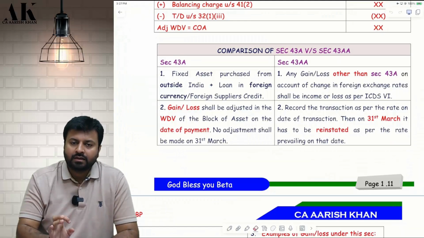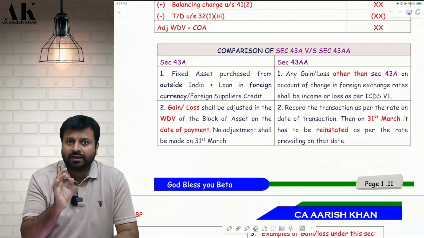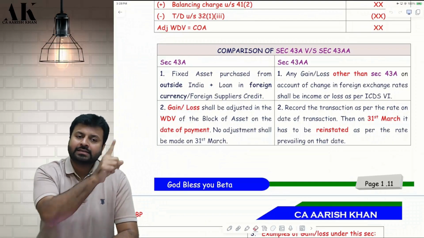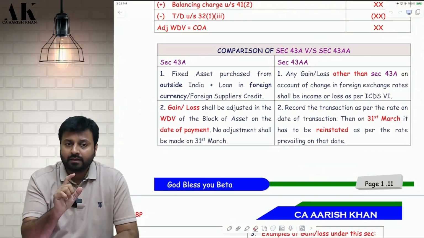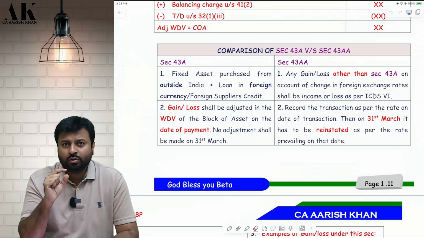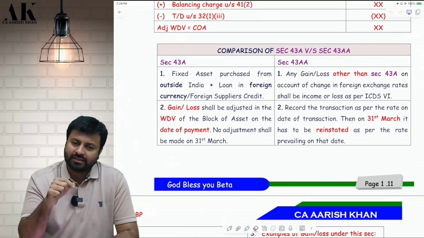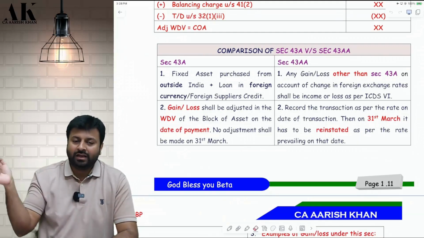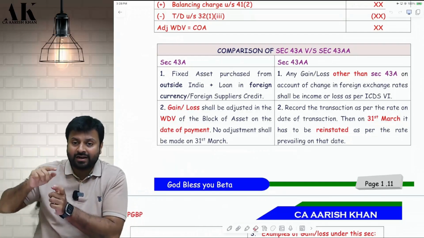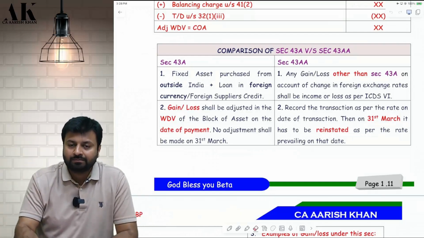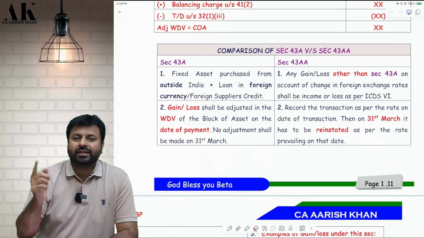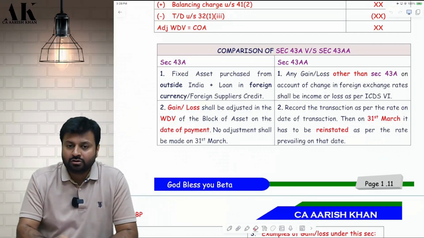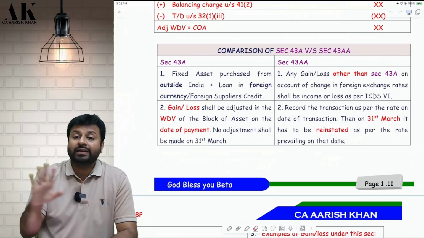The only thing you have to keep in mind is that if there is any gain or loss other than 43A, then you should do the treatment as per the ICDS. There is an ICDS on the same which talks about which rate to take, what should be the conversion rate, etc. That is mentioned in the ICDS. And the ICDS says that you should take the SBI conversion rate and not any other conversion rate.